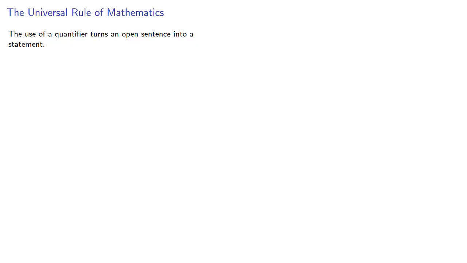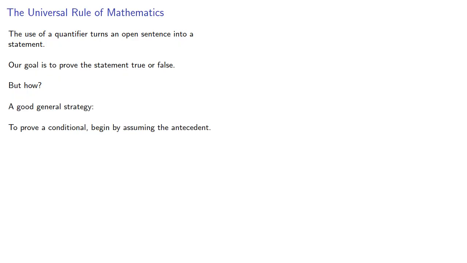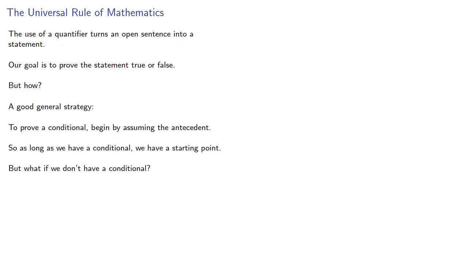The use of a quantifier turns an open sentence into a statement. Our ultimate goal is to prove the statement true or false. But how? A good general strategy, which we'll discuss more, to prove a conditional, begin by assuming the antecedent. So as long as we have a conditional, we have a starting point. But what if we don't have a conditional?